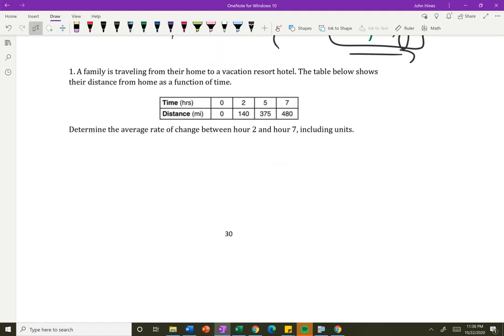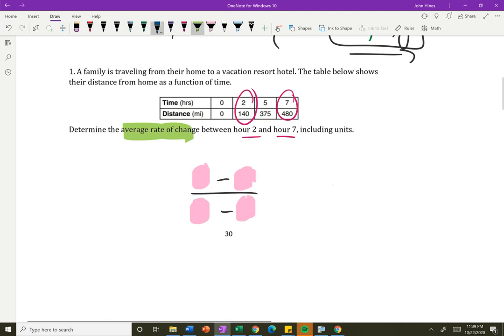So a family is traveling from their home to a vacation resort hotel. The table below shows the distance they traveled. Determine the slope, the average rate of change, between hours 2 and 7. So I'm using those values there. So again, when I find average rate of change, I kind of set up a fraction with 2 minus signs and figure out what goes in these pieces here. So from 2, 140 to 7, 480. So change in y, 140 minus 480 over change in x in the same order.